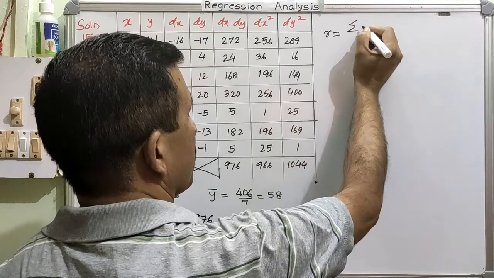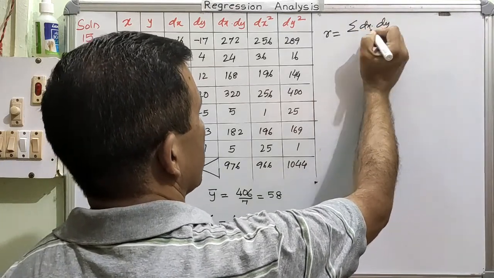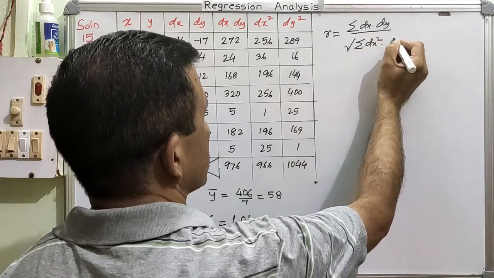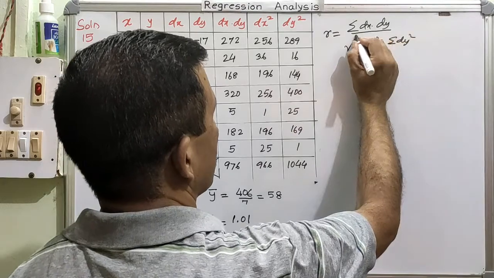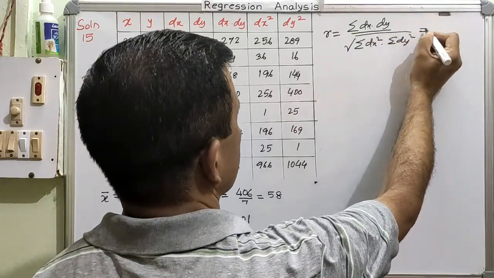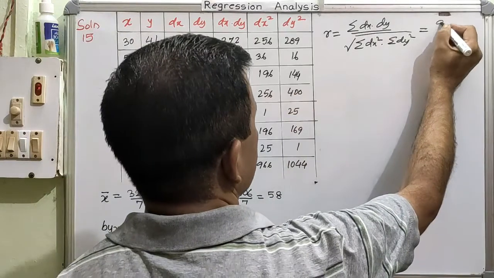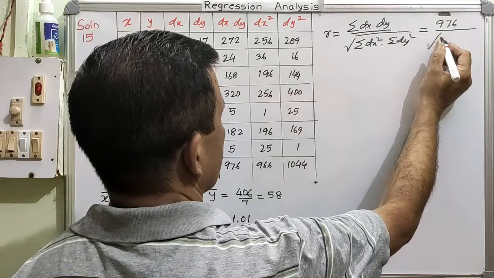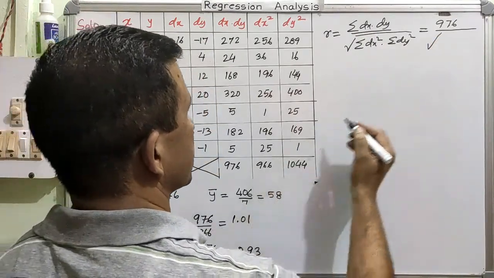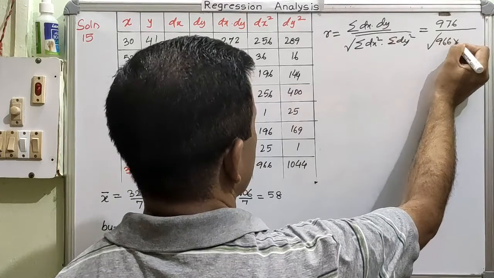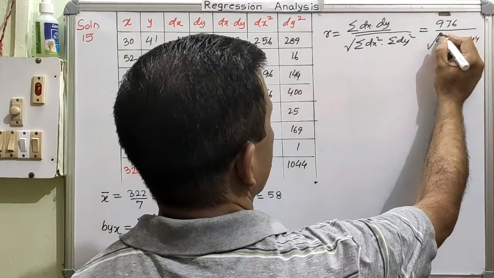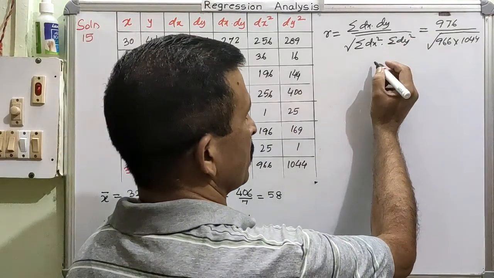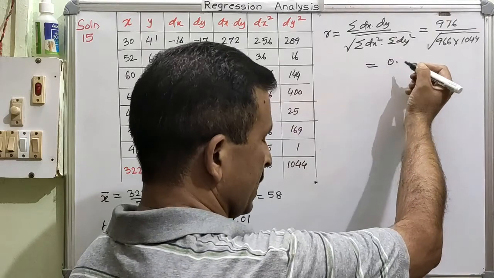Now finally we are going to calculate the correlation coefficient, that is R. R is equal to summation of dx into dy divided by the square root of summation of dx square into summation of dy square. So the product is 976, then square root of summation of dx square, 966, into 1044. Am I clear? Now when you use the calculator, your answer is coming as 0.97.